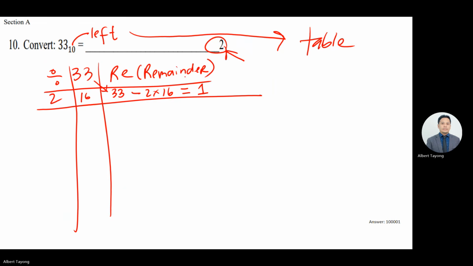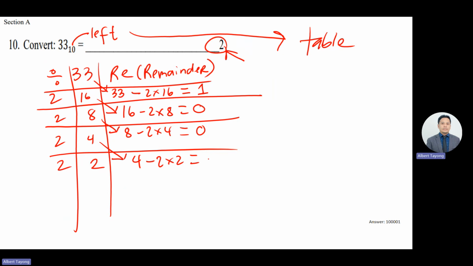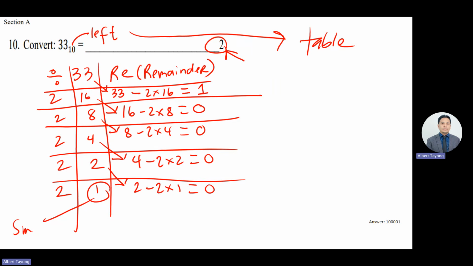Now 16 divided by 2 again is 8. 16 minus 2 times 8 equals 0. And we divide by 2 again, it is 4. 8 minus 2 times 4 equals 0. Then we divide by 2 again. So 4 minus 2 times 2 equals 0. Then we divide by 2 again, it's 1. 2 minus 2 times 1 equals 0. We stop here because it's smaller than 2. We cannot stop earlier because it's equal. It should be smaller than the divisor.